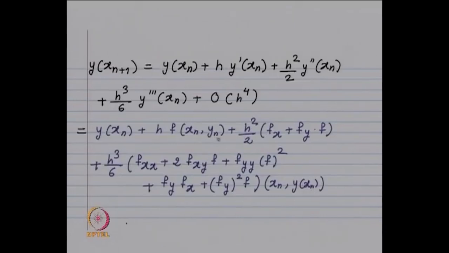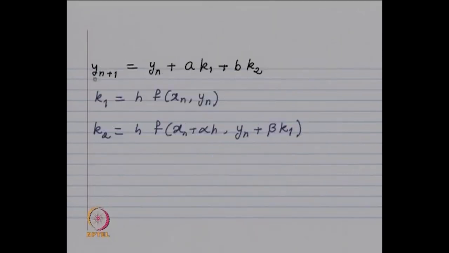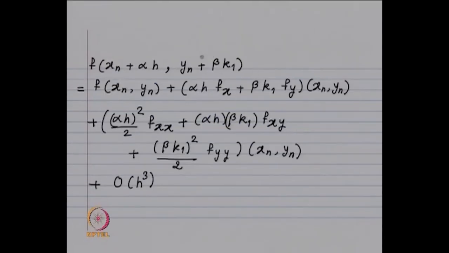So, here this h square by 2, this function also will be evaluated at x n, y n, and same thing here. So, our y n plus 1, the formula is going to be of this form, y n plus a k 1 plus b k 2, where k 1 is h times f of x n y n, k 2 is h times f of x n plus alpha h, y n plus beta k 1. Then we have seen this to be the Taylor series expansion.